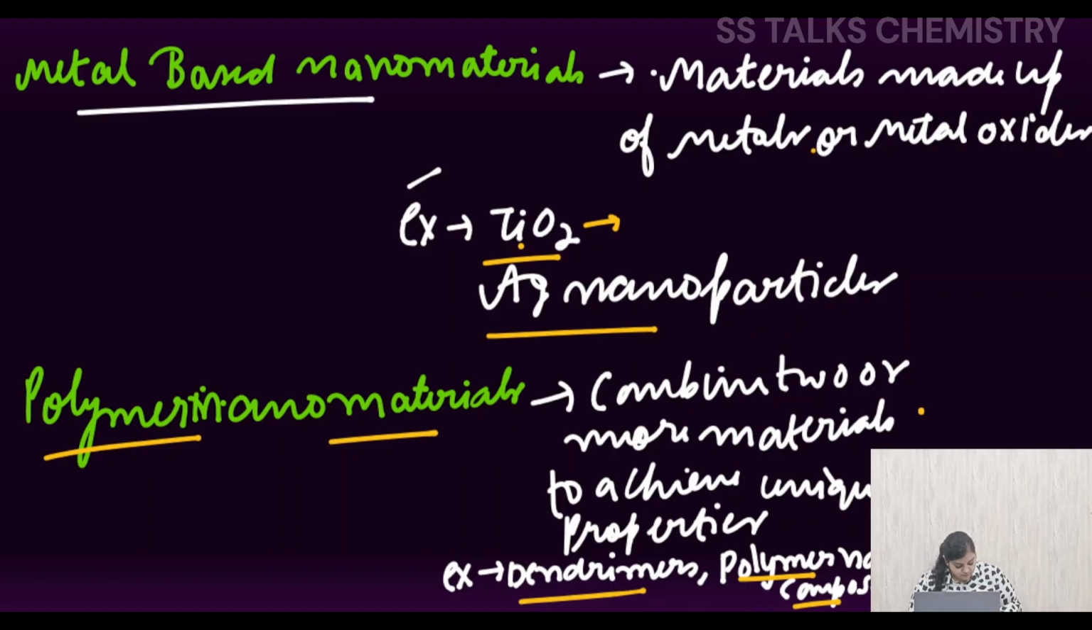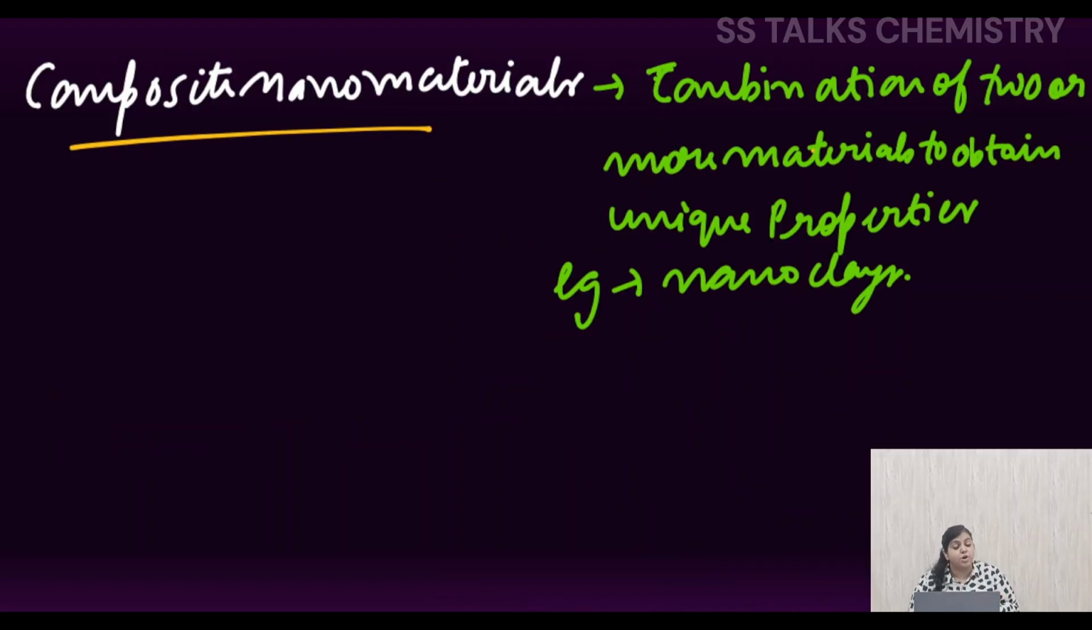Right. Next one we can have is the composite nanomaterials. Composite basically means it is formed by combining two or more materials so that we can have unique properties. For example, the nanoclays. Nanoclays lie in the nanoscale range in their sizes, but they are formed by the combination of two or more materials, and that particular species which you have formed possesses unique properties. So it is my composite nanomaterials. So this was about the classification of the various nanomaterials.